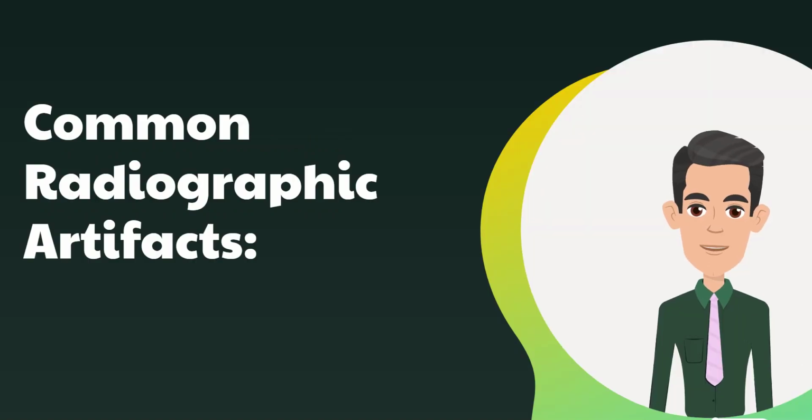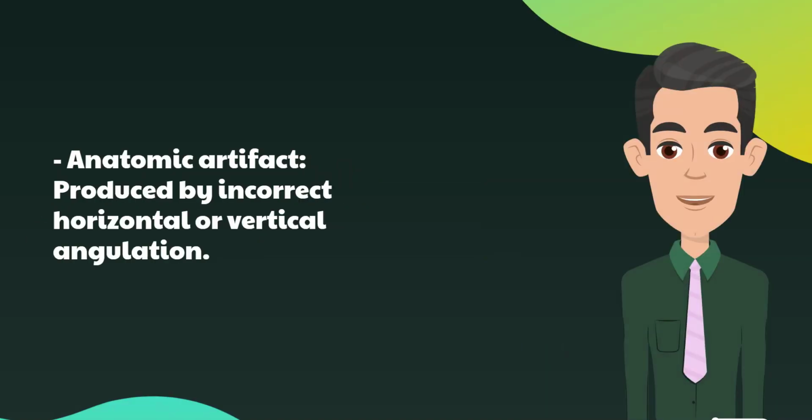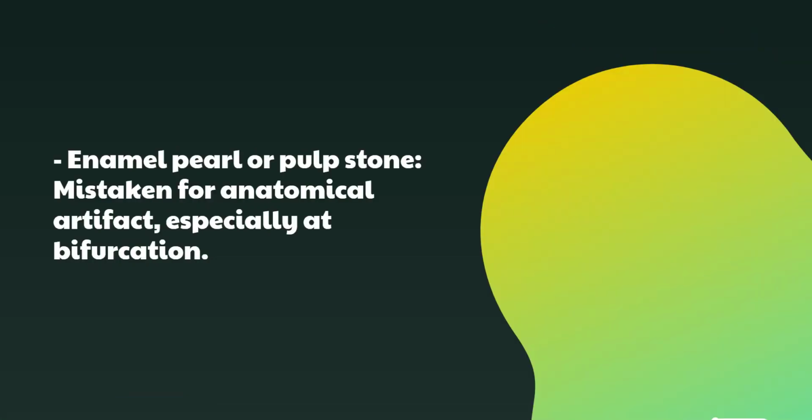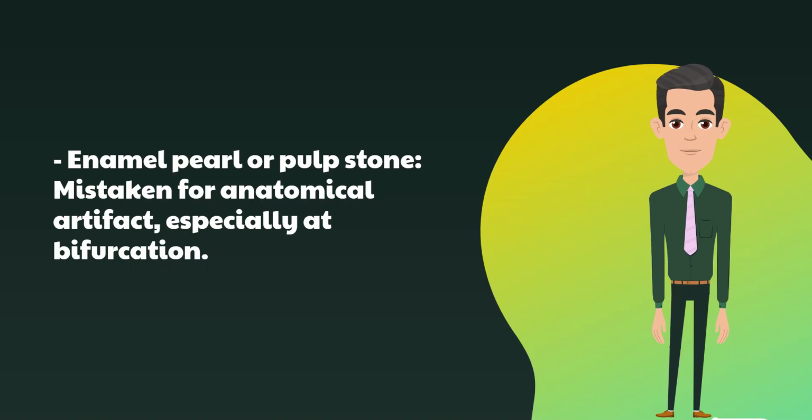Common radiographic artifacts. Anatomic artifact, produced by incorrect horizontal or vertical angulation. Enamel pearl or pulp stone, mistaken for anatomical artifact, especially at bifurcation.